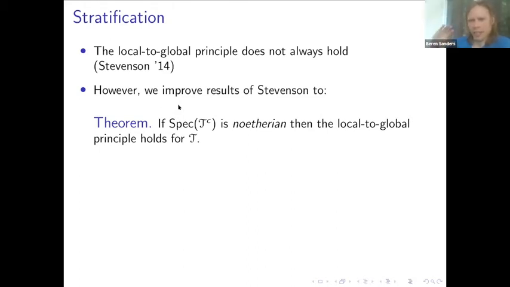This is an improvement on results in the literature. Previous results had some unnecessary hypotheses. They had to assume that there was an underlying model and so on and so forth. This is a much cleaner statement, and it's actually quite useful. It says that, in a lot of generality, we always have the local to global principle. We don't have to worry about it. And so the question of stratification is just going to boil down to the minimality of these stalk ideals.